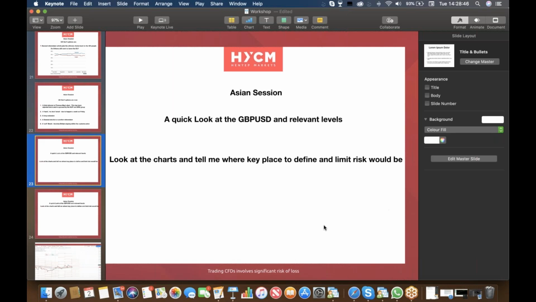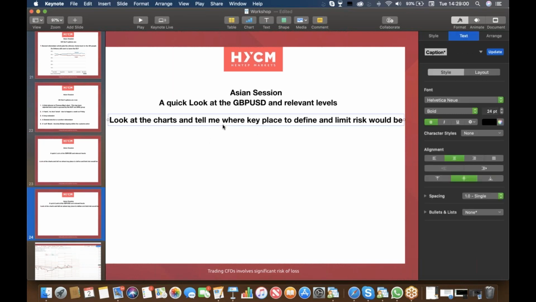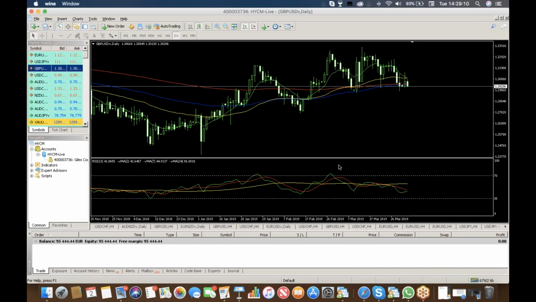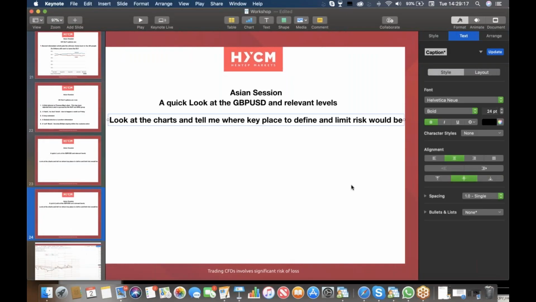So one of the things about the workshop is I like to help you guys make decisions. So we're going to look at the pound US dollar pair, and what I'm going to ask you is look at the charts and tell me where a key place to define and limit risk would be. Okay, so we're going to open up your demo charts. Let's have a little look. I'm going to open up my chart here for you. Where would be a very key place to define and limit risk? Remember, that's always what we want to do as traders. We want to define our risk, limit our risk.